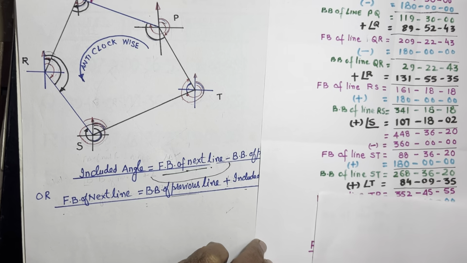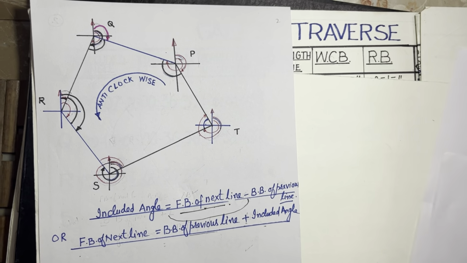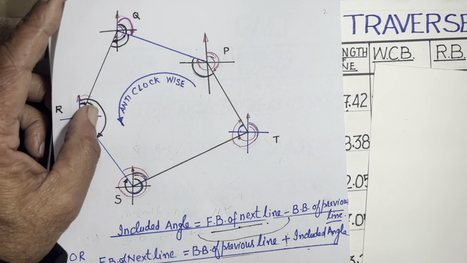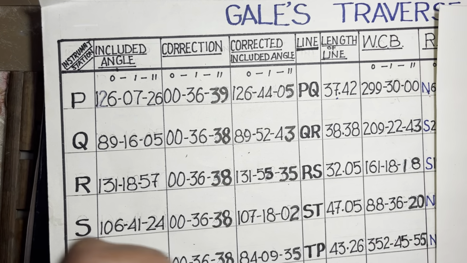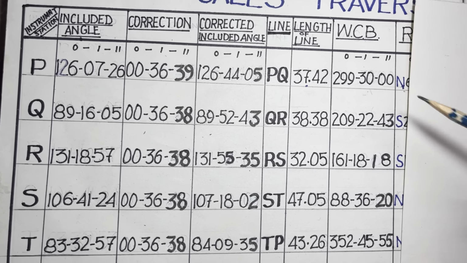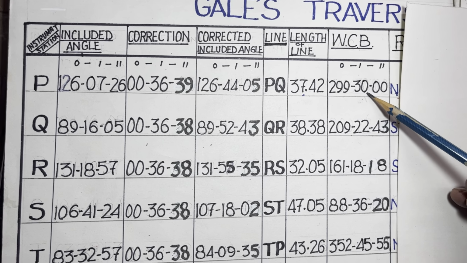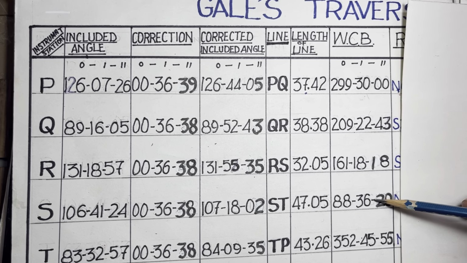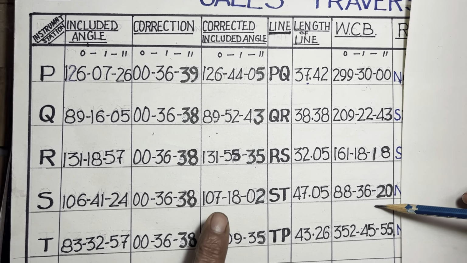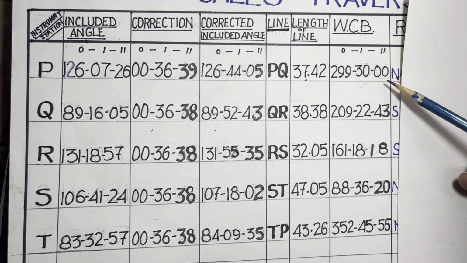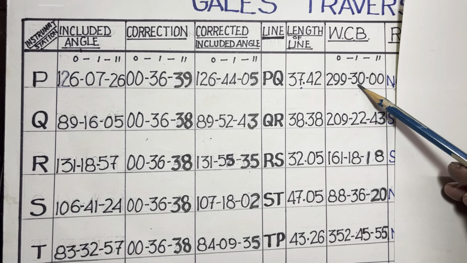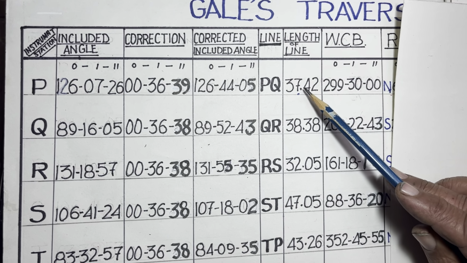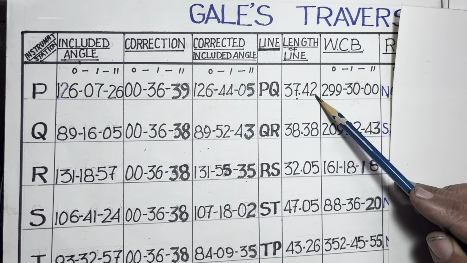After this calculation of fore bearing and back bearing of the lines, you can put the bearings of the truss in this form. So we have calculated these bearings. You have seen these are the bearings of the lines. This is observed in the field. This we have calculated with the help of included corrected values. This is the bearing of line PQ. This is the length, observed in the field. Length of the line PQ is 37.42 meters.